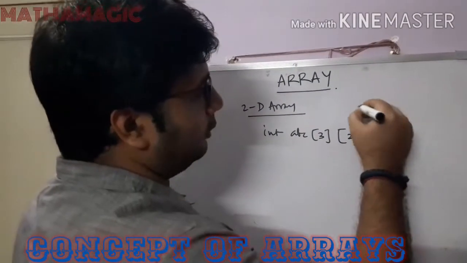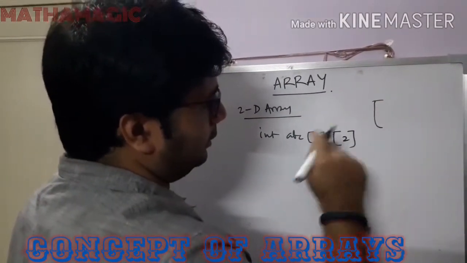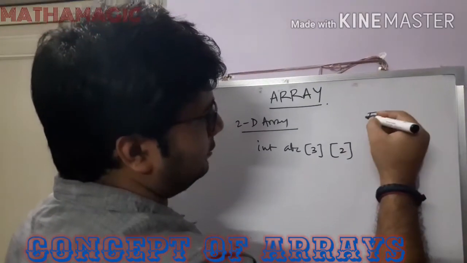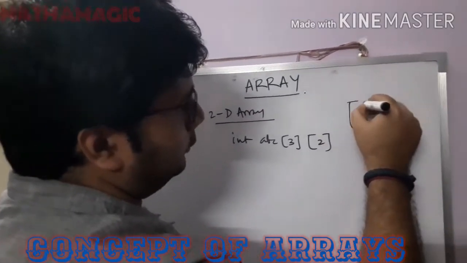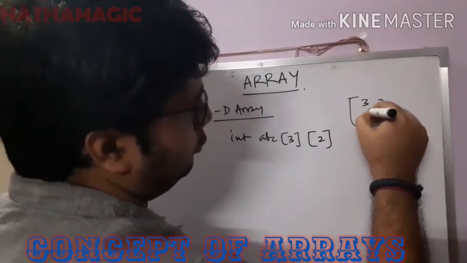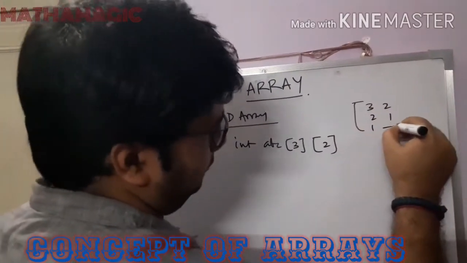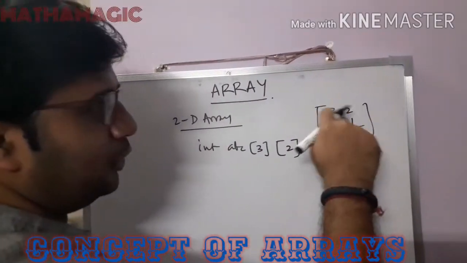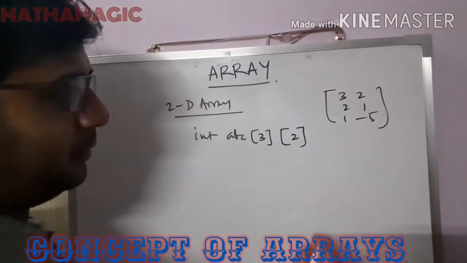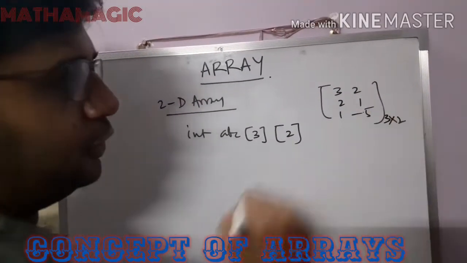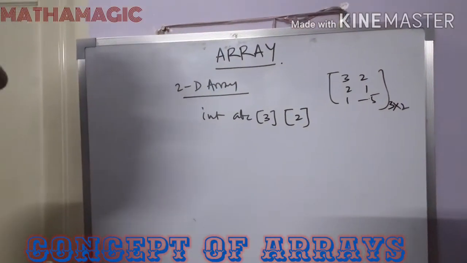So in order to write a matrix like this, let one matrix have 3 rows and 2 columns: 3, 2, 2, 1, 1, minus 5. There are 3 rows and 2 columns. This is the order of the matrix, called 3 into 2. There are 6 elements within this matrix.